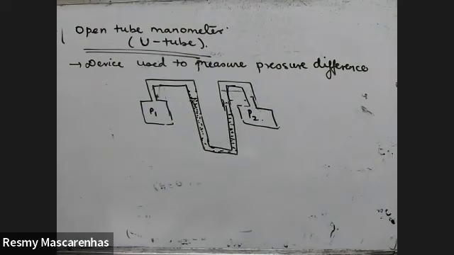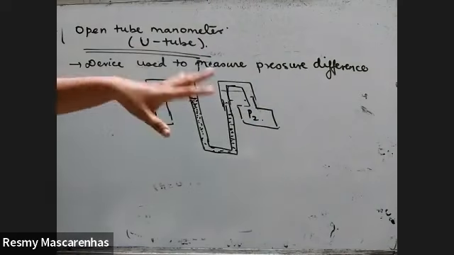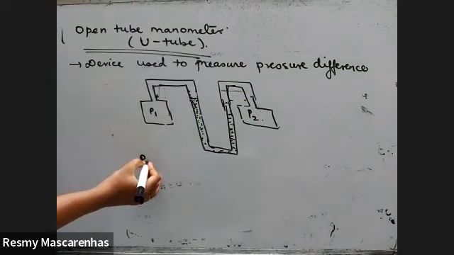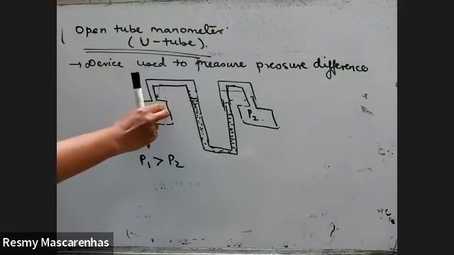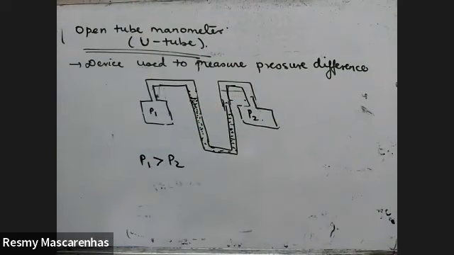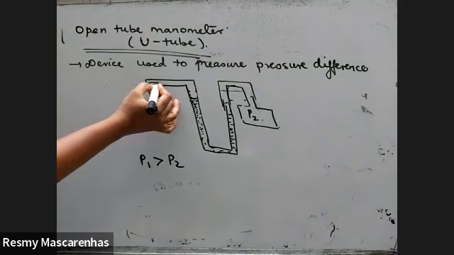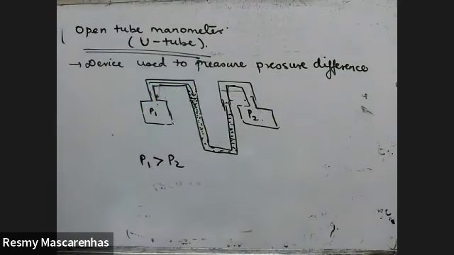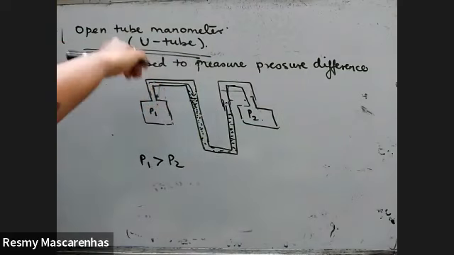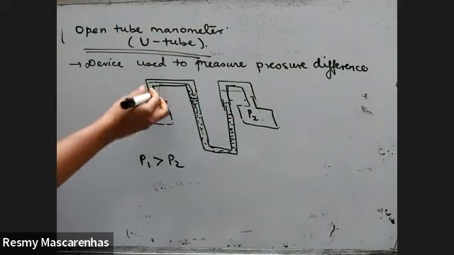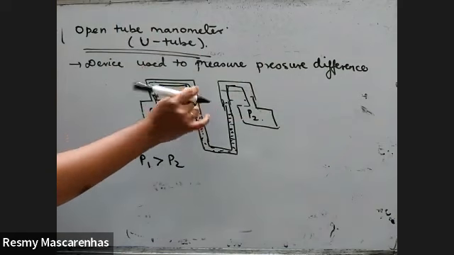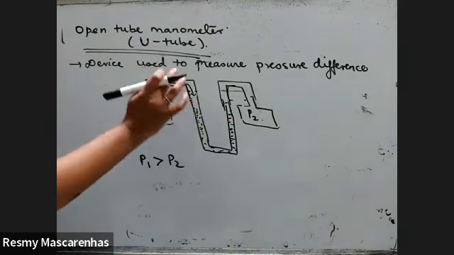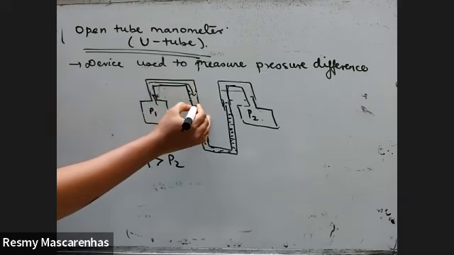Now suppose we want to calculate this pressure. Suppose P1 is more than P2, so on this side the pressure is more. What is going to happen? Whenever you apply some pressure from this side, it will travel here and try to push the liquid down.